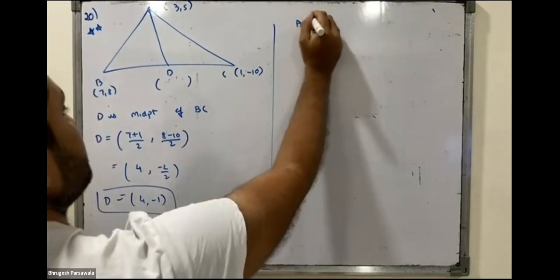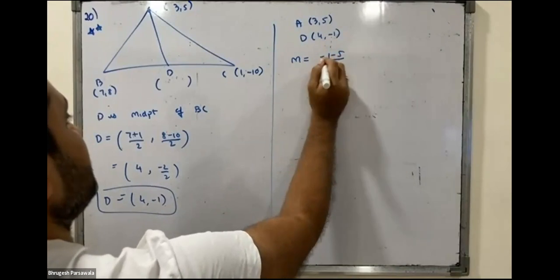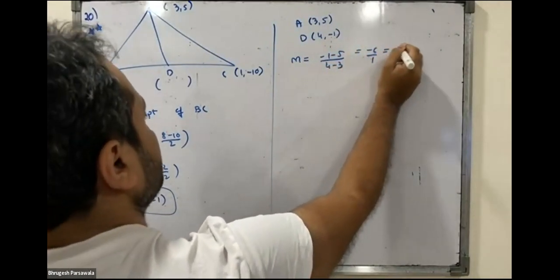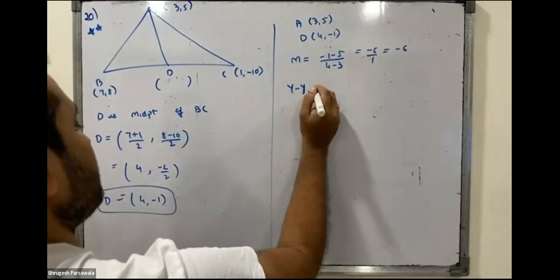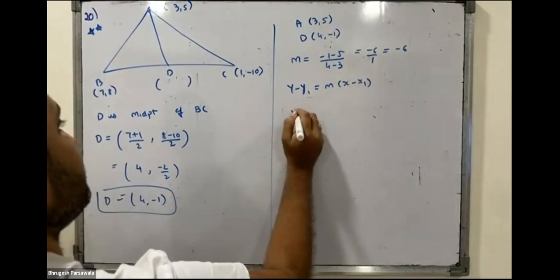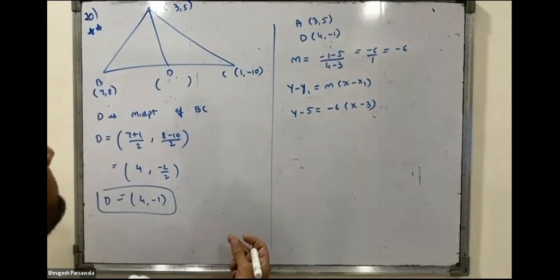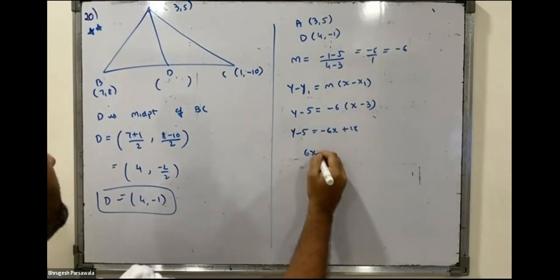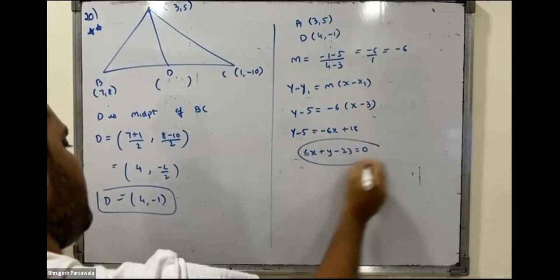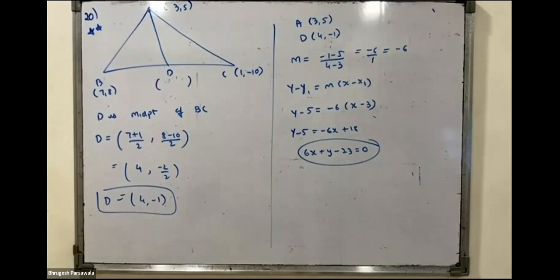Now you got A and D both. So what will the slope be, beta? (y2 minus y1) upon (x2 minus x1), minus 6 upon 1 minus 6, and the equation of line would be... So for the median, find the midpoint first, then take the coordinates of A and D, and find the slope and the equation of the line. Pretty simple sum, straightforward.